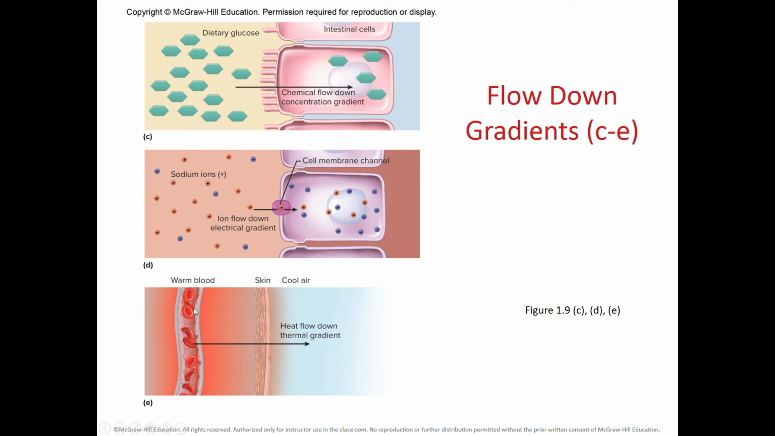And in the case of the blood, inside our blood vessels we have high temperature and outside we have lower temperature. So this will be the skin. This will be a blood vessel near our skin. And then outside of our skin, of course, we have the environmental air, which is cool air. So the heat of our blood will get transferred from the blood vessel into the skin and then into the environment, so we can cool off our body temperature. So these are examples of flow down gradients.